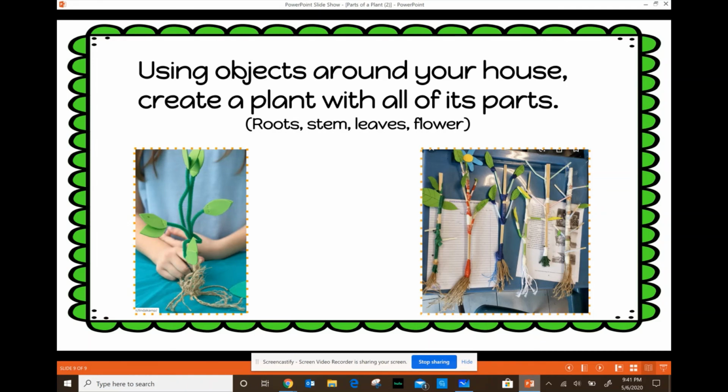So I encourage you to get creative and have fun as you complete this task on your learning board.